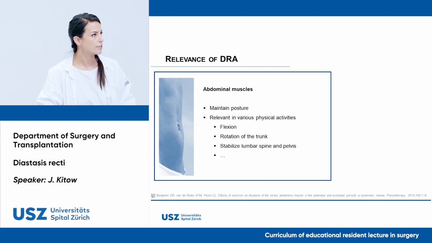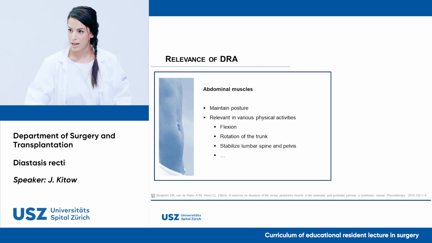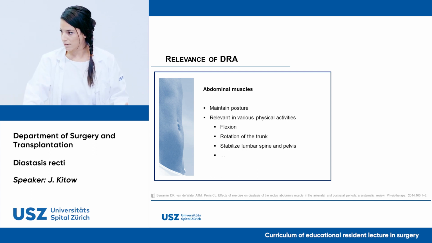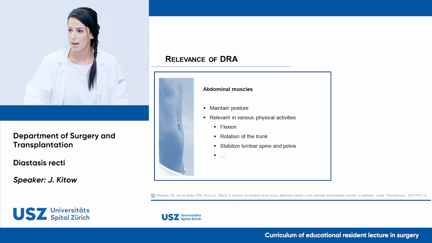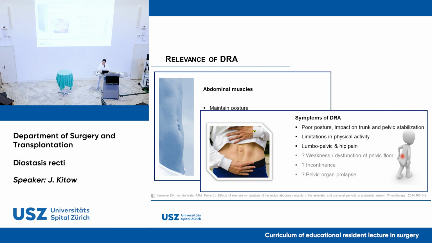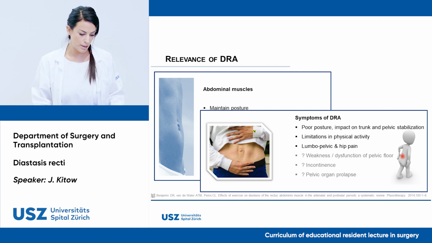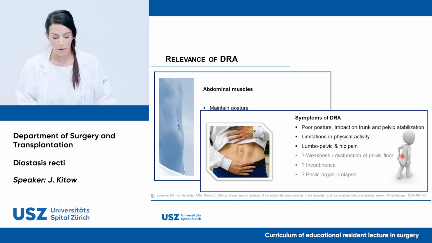So why is this relevant? The abdominal muscles are very important to maintain posture, and they are relevant in various movements of the body as well as in physical activities, such as flexion and rotation of the trunk, and they stabilize the lumbar and pelvic spine. So when it comes to diastasis rectus abdominis, you will find the following symptoms. You will find patients with a poor posture and impact on trunk and pelvis stabilization. As well, they will be limited in physical activity, and they might report lumbopelvic and hip pain.